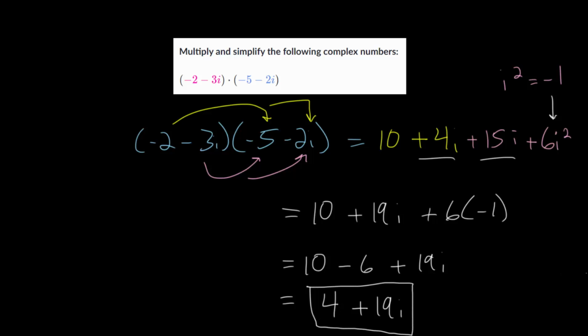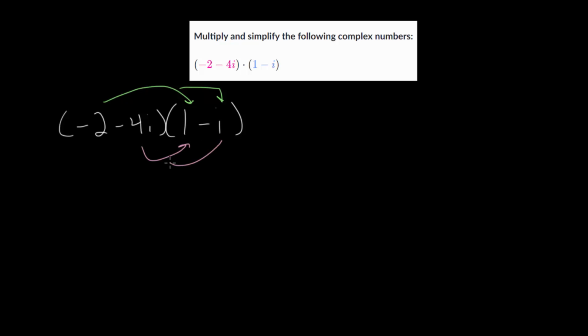And let's do one final example. So for this one, I'll just rewrite it. Minus 2 minus 4i is multiplied by 1 minus i. So we're going to, again, use distribution. So the minus 2 will go into both terms. And of course, the minus 4i will go to both terms. So minus 2 times 1, that's minus 2. Minus 2 times negative i, that's positive 2i.